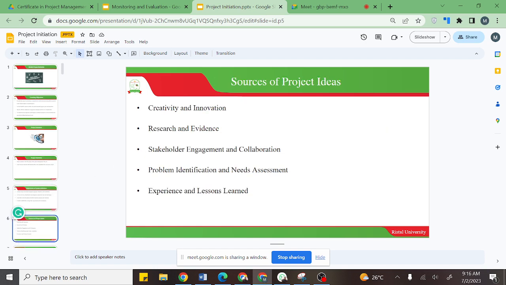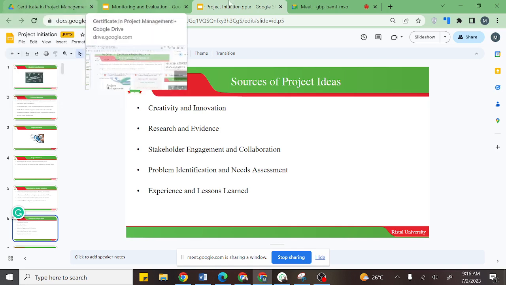So where do you get the ideas from for you to start this project that you want to implement? The sources are very many. You could be thinking about a problem and you want to solve it in a unique way, so you're using creativity and innovation. Or perhaps you decide to conduct what we call a literature search, or you conduct research and look for the relevant ways of solving the problem.